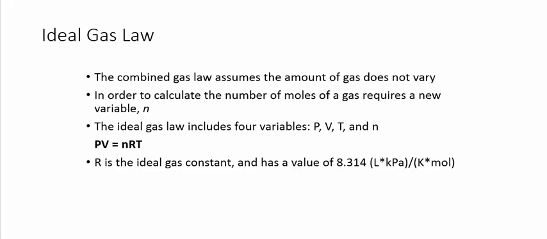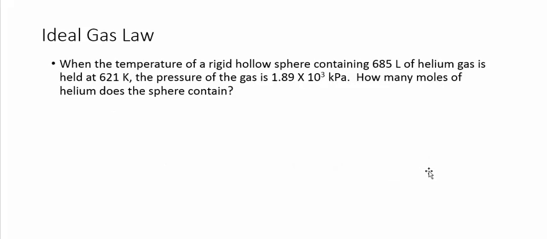The ideal gas law is PV equals nRT, where R is the ideal gas constant, and R tells us that volume has to be in liters, pressure is in kilopascals, temperature is in Kelvin, and N is moles. So let's look at some examples with the ideal gas law.